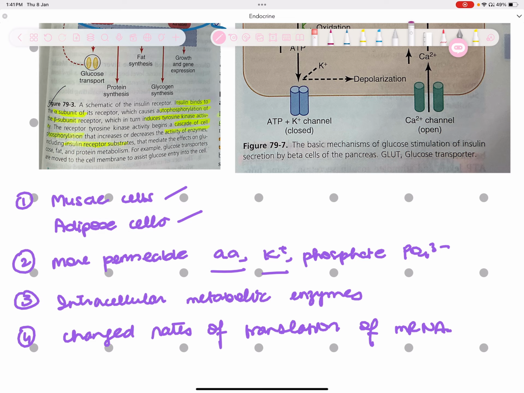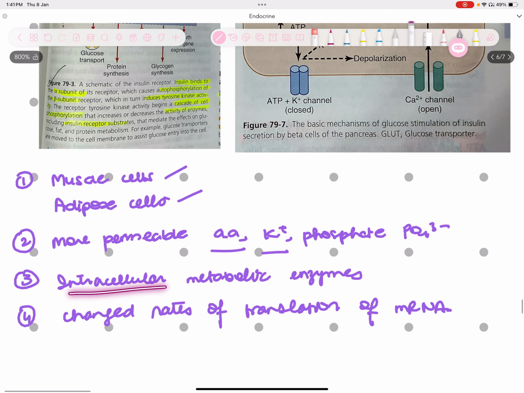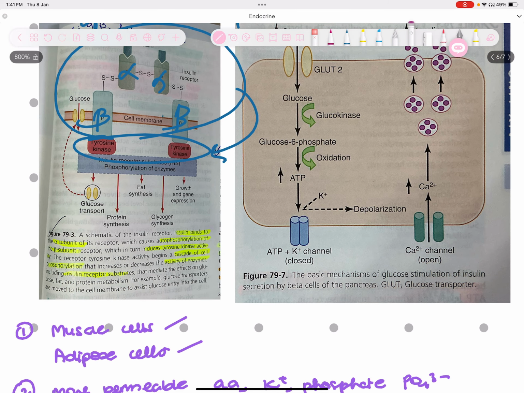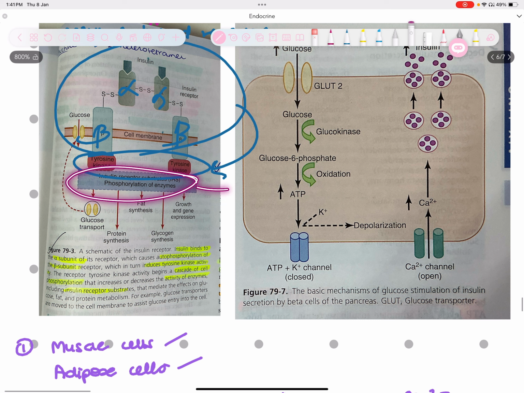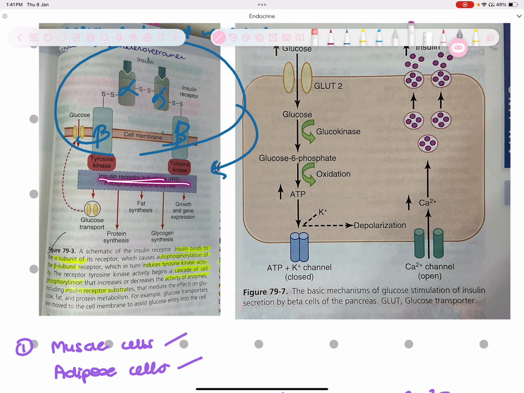The second difference is that the cell membrane becomes more permeable to amino acids. So a lot more amino acids can come in. And there can also be increased permeability to potassium and phosphate ions. The third thing that happens is that intracellular metabolic enzymes are activated. This is a much slower effect and occurs over the next 10 to 15 minutes. There are changes in the activity levels of many intracellular metabolic enzymes. One of the prime examples that we already discussed was IRS, which stands for insulin receptor substrate.